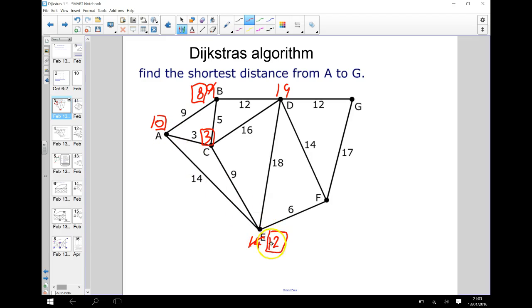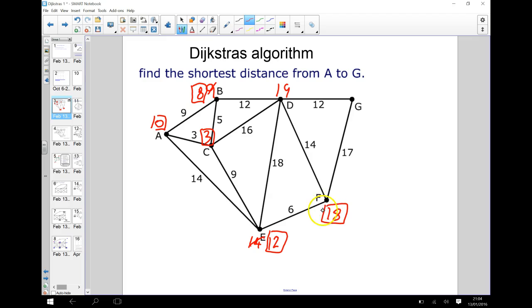So for A to E, the shortest path is definitely going to be 12. Now we'll look at all the other connected values to E. Well, E to D is 18, 12 and 18 is 30, that's not going to be less than 19. E to F is 18, sorry, A to F is 18, so that's a new value. Those are all the connections from E, so now I'm going to have a look at these two values, and of those 18 is the lowest, so I'm going to box 18.